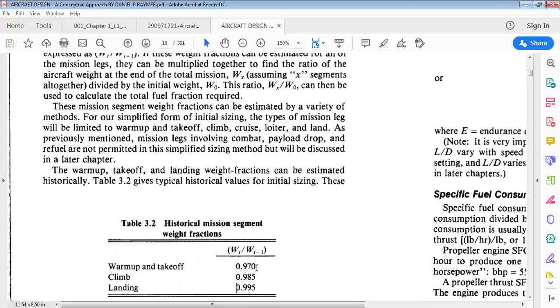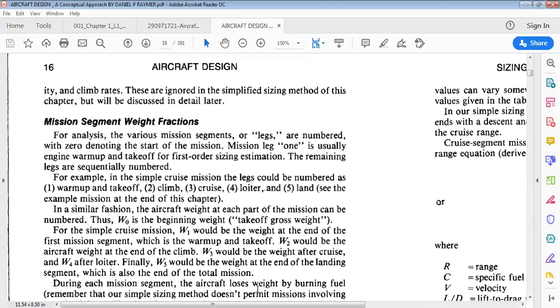So therefore the weight fraction for warm up and takeoff should be 0.97, climb should be 0.98, and landing should be 0.995. So whenever you are designing, first you will write warm up and takeoff, that is W1 by W0 should be 0.970, so that should be written. Next, climb W2 by W1 is equal to 0.985. Next, landing, it may be W7 by W6, whatever, W7 by W6. So according to that, we have to check, okay, 0.995 during the landing. So these are what we will call the historical mission segment weight fractions. Okay, so please, we have to make a note of it.